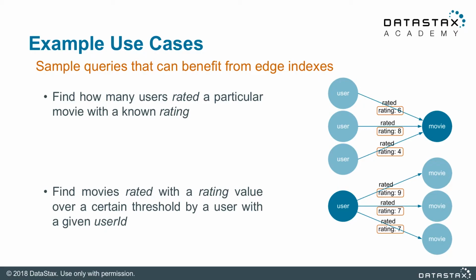Let's take a look at some example queries that would take advantage of an edge index. For example, you can find how many users rated a particular movie with a known rating, or you can find movies rated above a certain threshold by a given user ID. Let's look at how to create the edge index as well as use it.